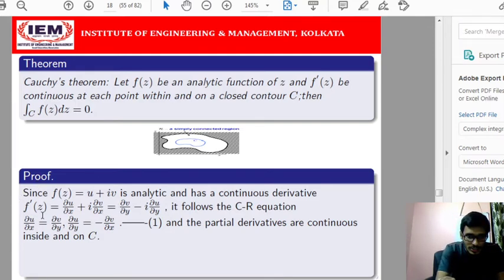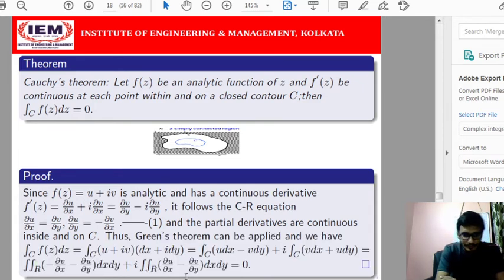So this should exist and this should be analytic. As per the given condition, these two conditions are valid. So if f'(z) exists, that indicates that the partial derivatives del u del x, del v del x, del u del y, del v del y should all be continuous and exist. If they do not exist, then f'(z) will not exist. So if these conditions are satisfied, then what will we get?